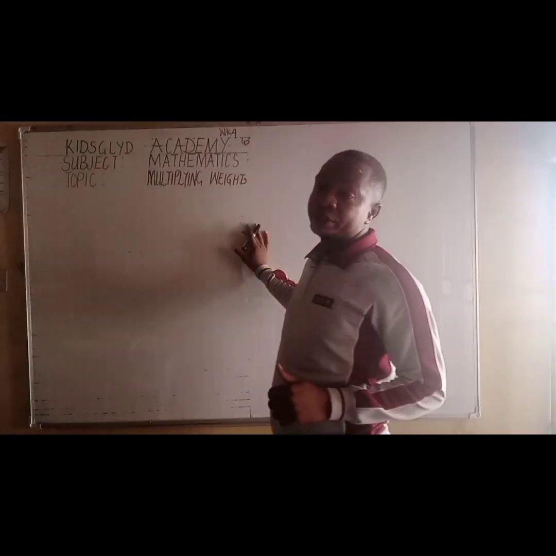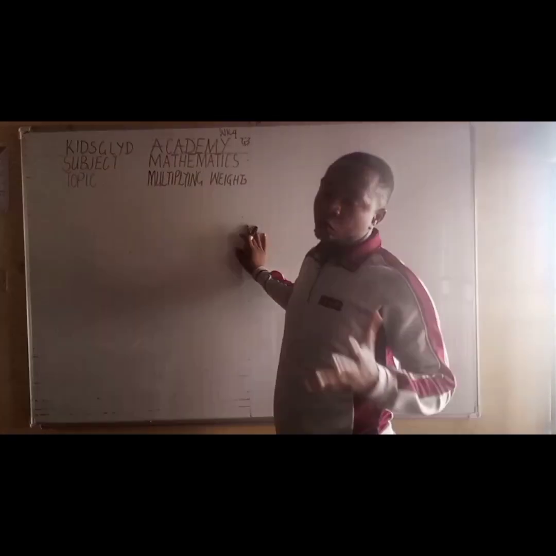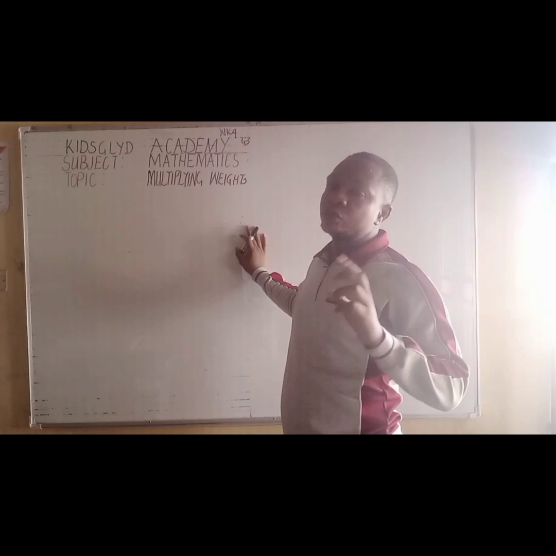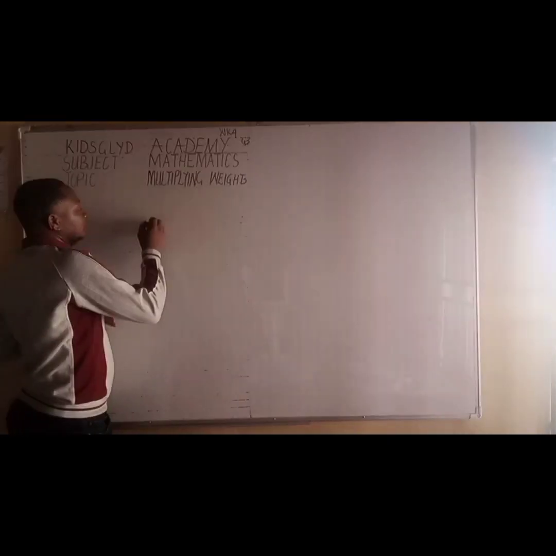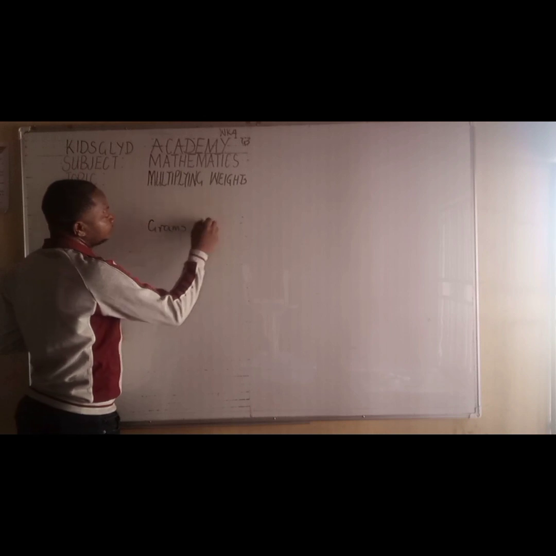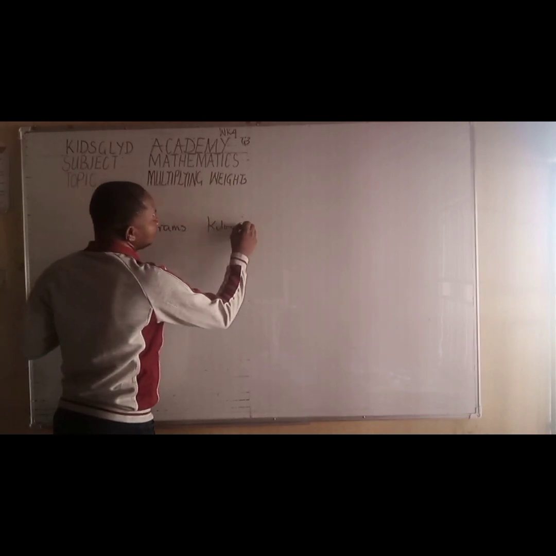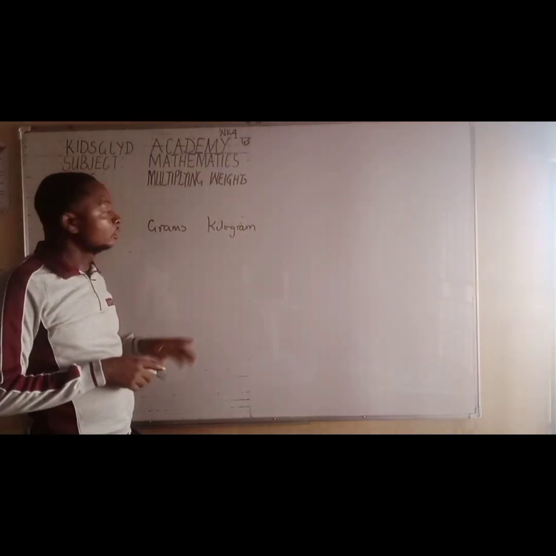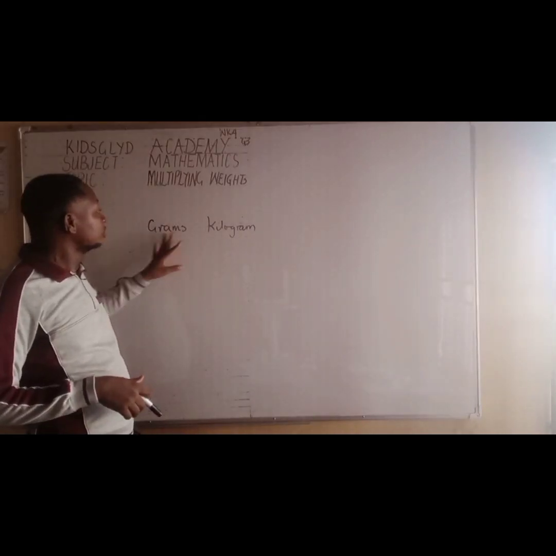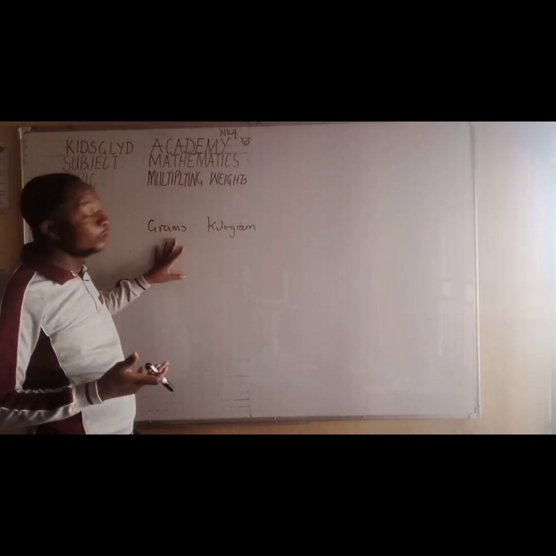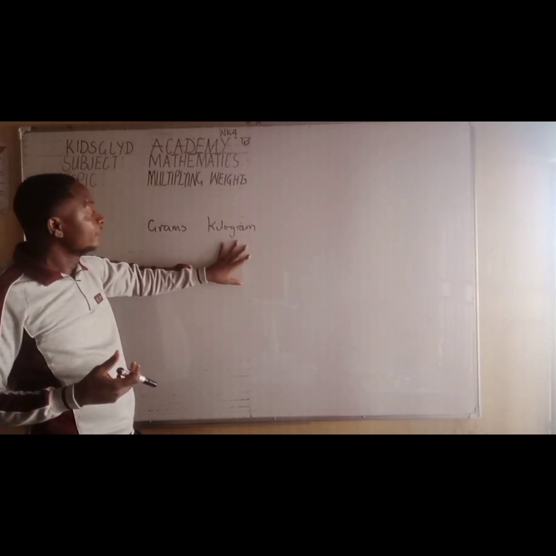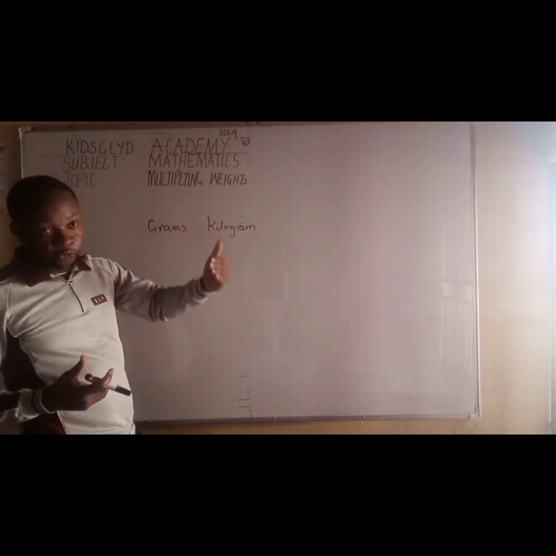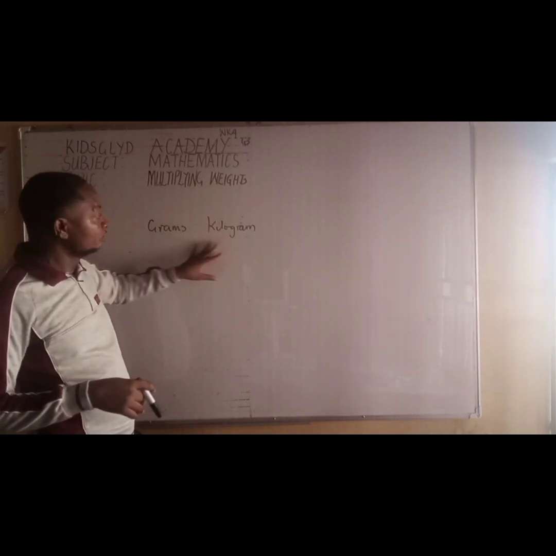Today we are looking at something very interesting. We have treated weights, the meaning of weights and the conversion of weights. Weight has two basic units: the grams and the kilograms. Anything kilo is more than grams. The gram is the lower unit of measuring weight, while the kilogram is higher. There are other units, but at this level, let us make use of grams and kilograms.